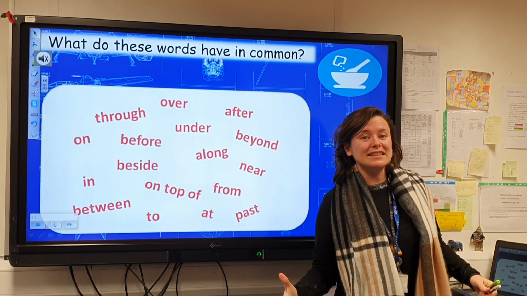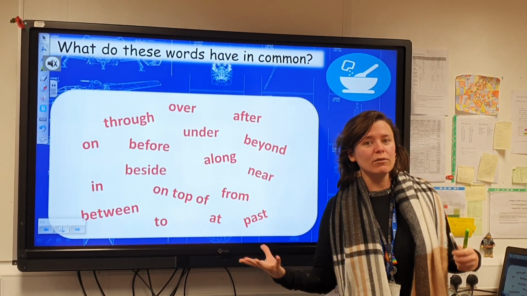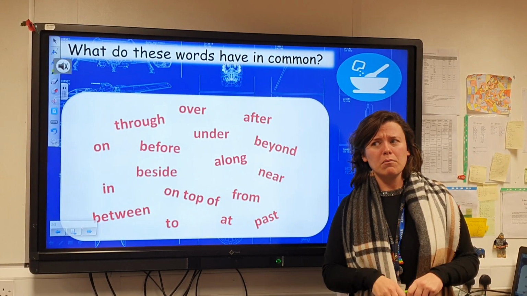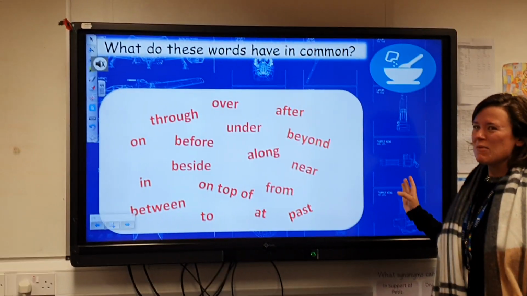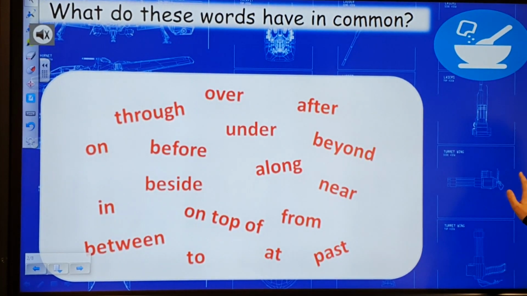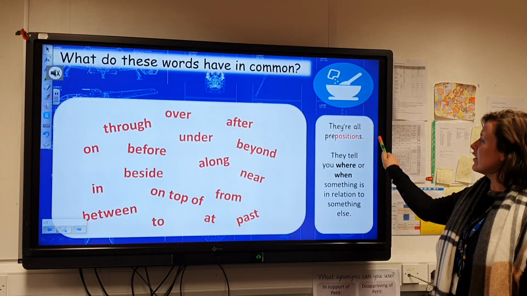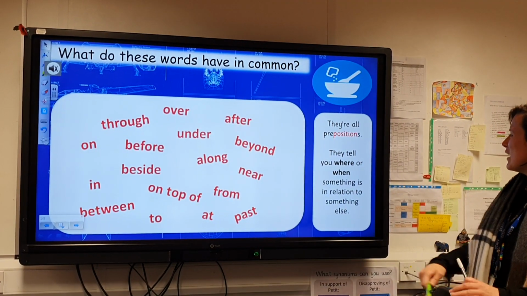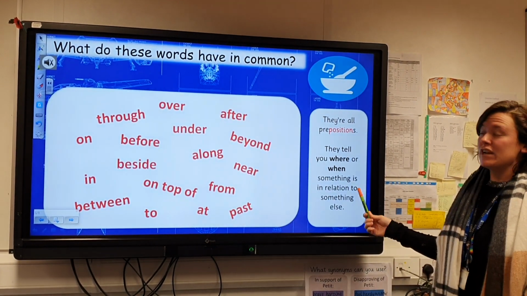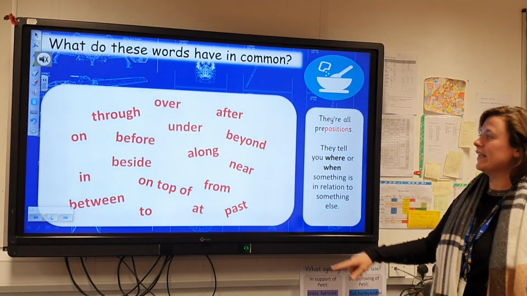Remember, we are focusing today on writing about the professor's ordeal due to Manfred. Today we're going to be focusing on these words. Do you recognise them? Hopefully you do, and they are prepositions. The key word there is positions, which means we're going to be telling the reader where or when something is in relation to something else.